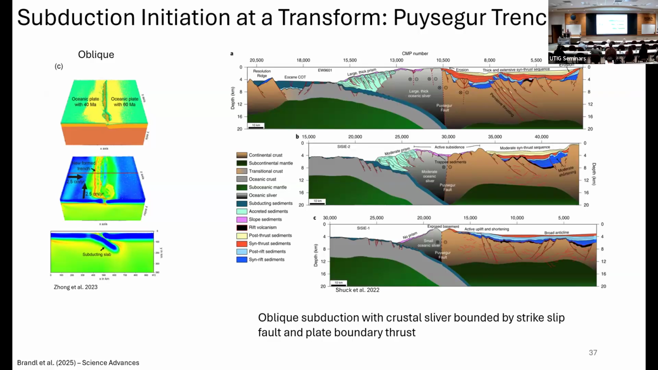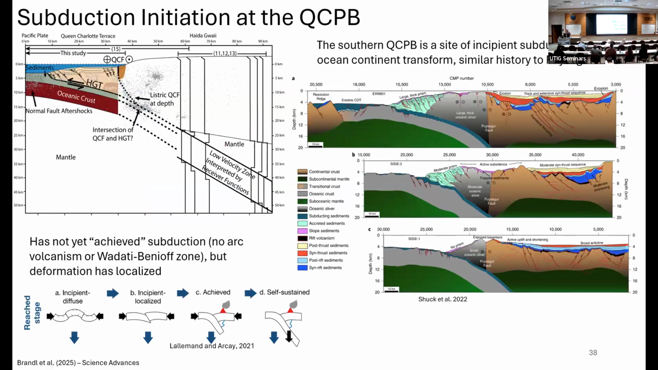Puget Sound right now has this oblique subduction with a crustal sliver that's bounded by a strike slip fault and a plate boundary thrust. So if we think about what the structure of the Queen Charlotte Terrace looks like, where we have a crustal sliver bounded by a plate boundary thrust fault and a strike slip fault, Queen Charlotte is much more analogous to a crustal sliver. Combined with some of the other evidence I mentioned, like this low velocity zone interpreted from receiver functions, or some seismicity, we suggest that Queen Charlotte is, in fact, an incipient subduction zone that occurred at an ocean-continent transform boundary, with a very similar history to Puget Sound.